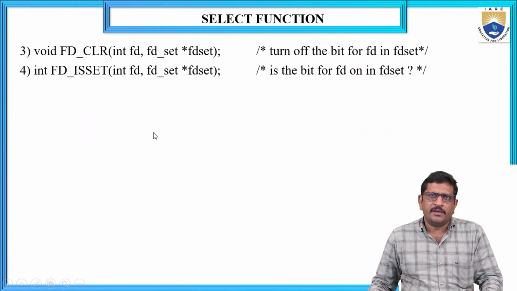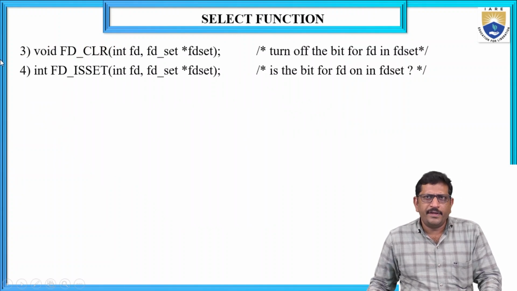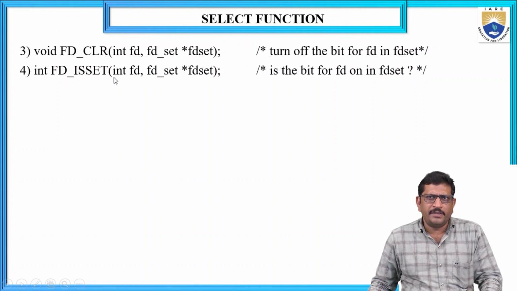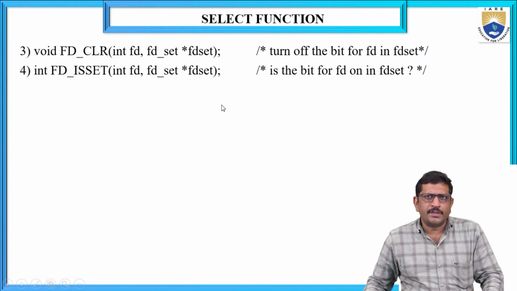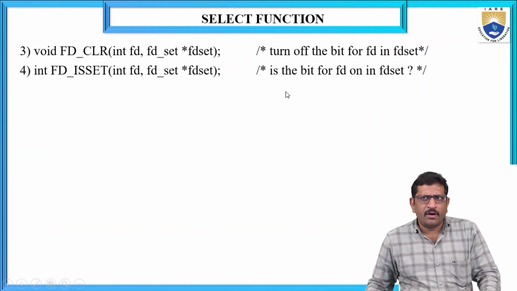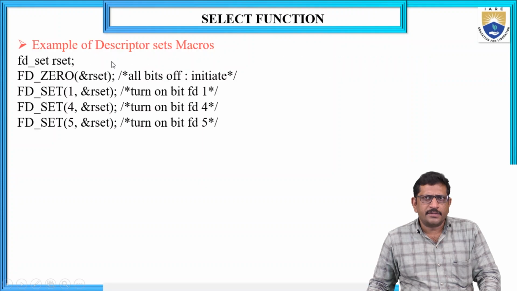And the next macro is void FD_CLR, that means int fd, fd_set pointer type. This macro turns off the bit for fd in an fd_set. Then int FD_ISSET, that is int fd, fd_set pointer, which tests whether the bit for the fd is on in the fd_set.